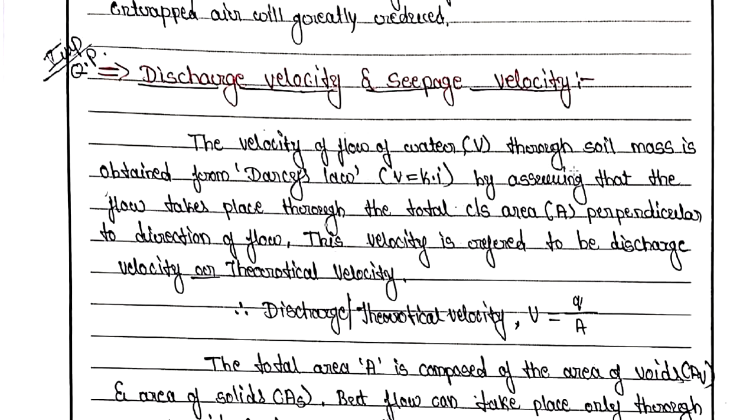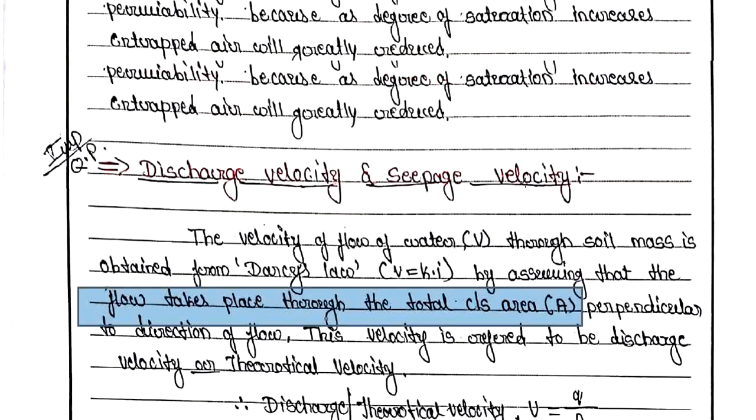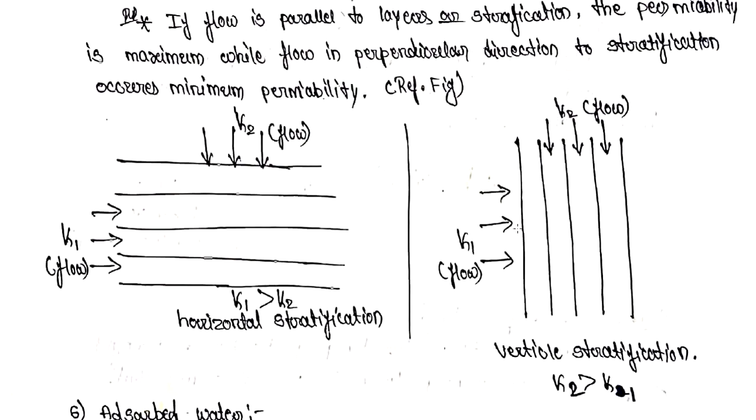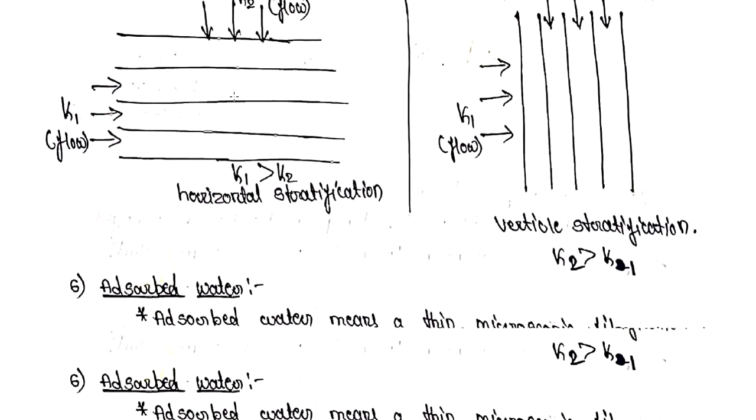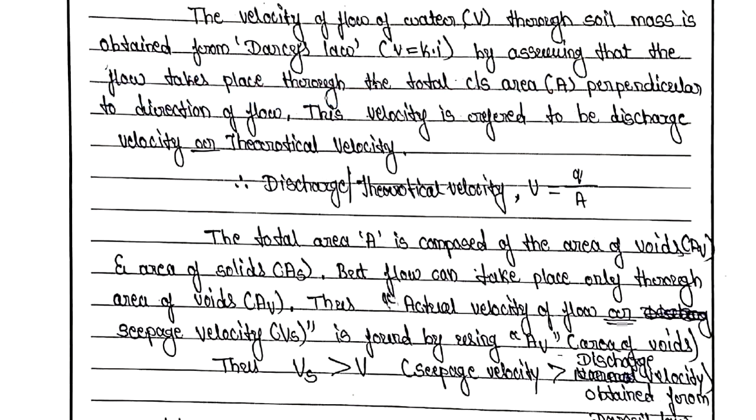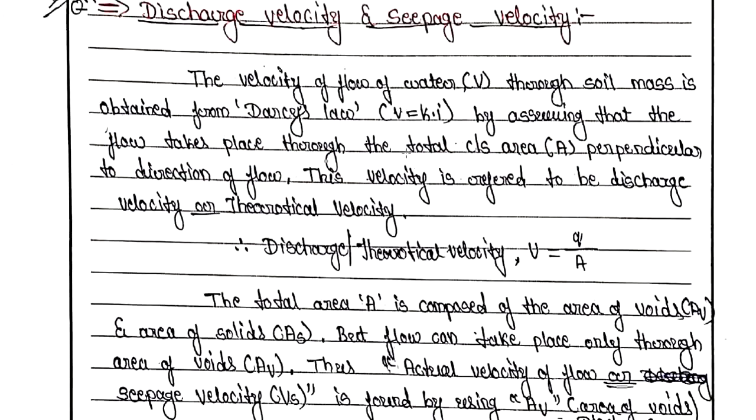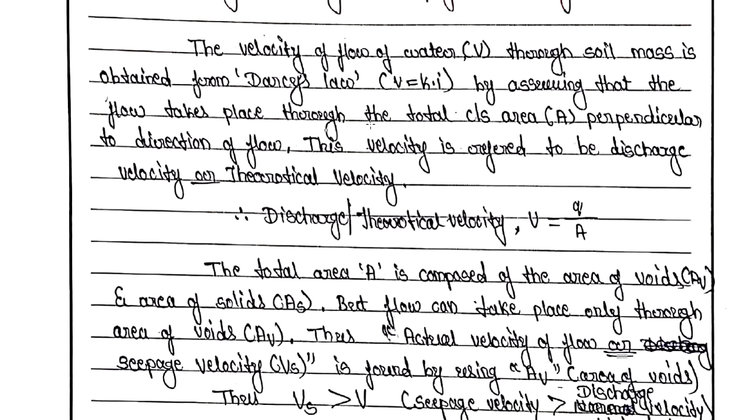So whatever the velocity is there which we are going to obtain from the Darcy's law, by assuming that flow takes place through total cross-sectional area. You can see over here, in total cross-sectional area flow is taking place. So we are going to assume in that manner. So in total cross-sectional area flow is going to take place. So by assuming that, if I find out the velocity, it is called as discharge velocity or theoretical velocity.